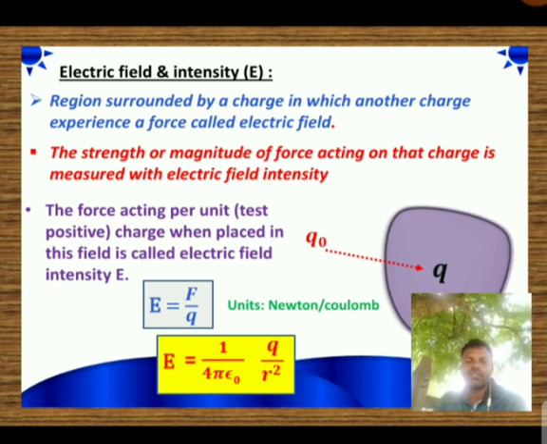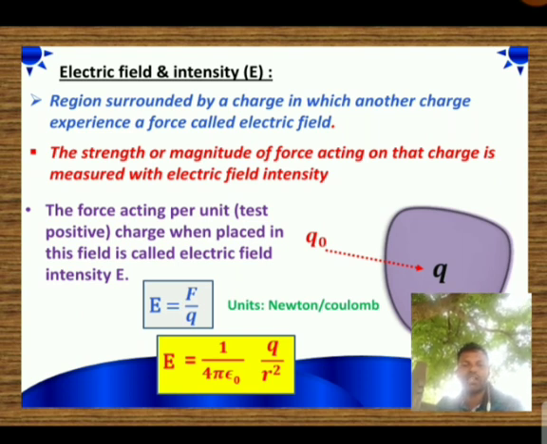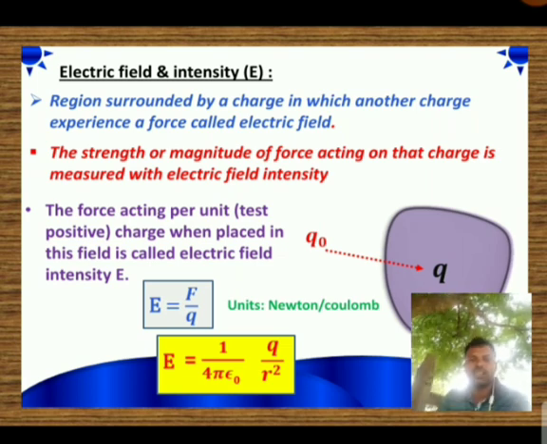If you find the electric field at a distance r, then you will get the intensity E is equal to 1 by 4 pi epsilon naught Q by r square. This is electric field intensity. Electric field intensity is the force acting on unit positive charge in the electric field, right?